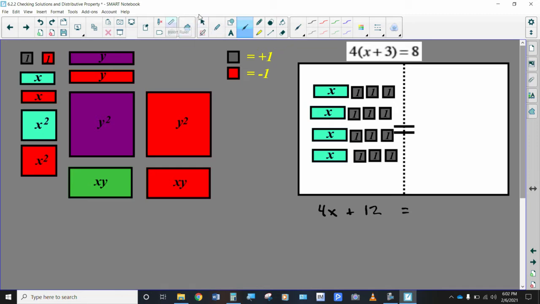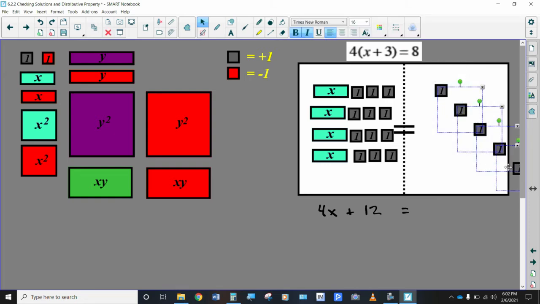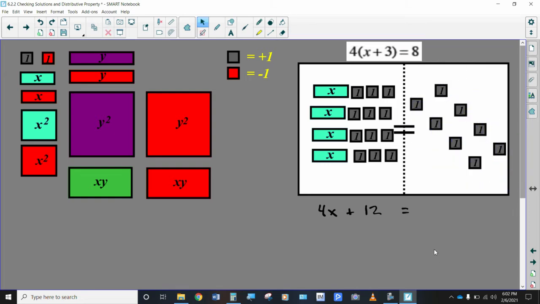What do I want to do here? I'm going to take this guy and I'm going to go 1, 2, 3, 4. And that should make 8. That will work. All right. Go ahead and solve this equation. Unpause when you've got the solution.